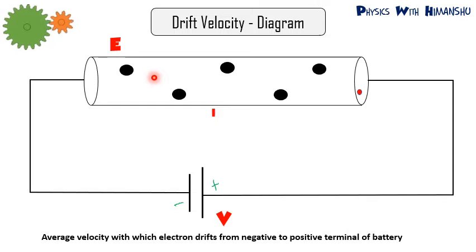Now remember, there is a term that will come, that is relaxation time. Relaxation time is basically the time between two collisions. Suppose the electron collided with this atom at time T1 and this atom at time T2. So relaxation time will be T2 minus T1, because in between these two times the electron is relaxing. Okay, so now how will we derive the formula for drift velocity?